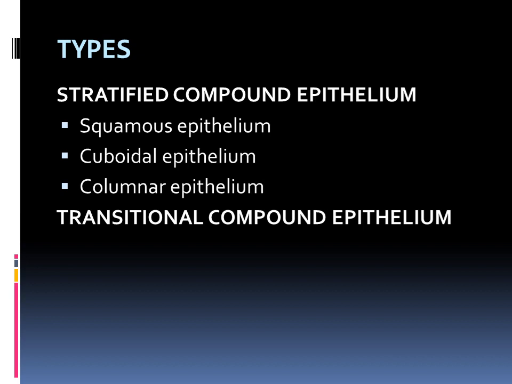And the second one is transitional compound epithelium. Here the word transitional denotes that it can transform its nature. Transform, that is why it is known as transitional compound epithelium. So we can see it in detail further on. Fine.